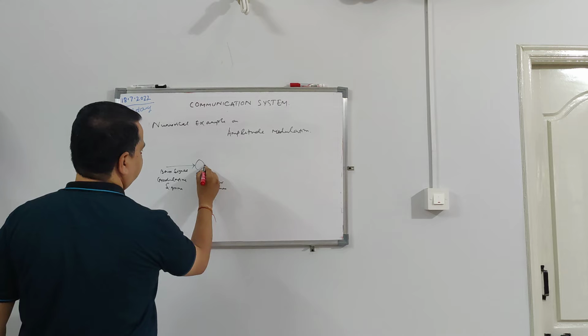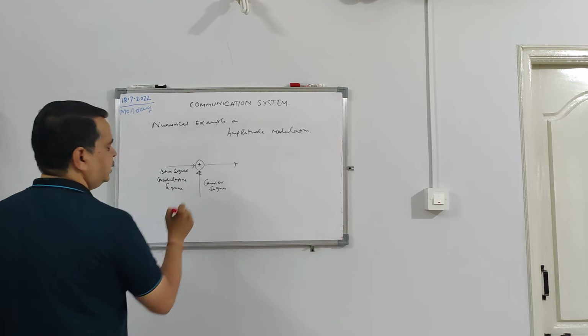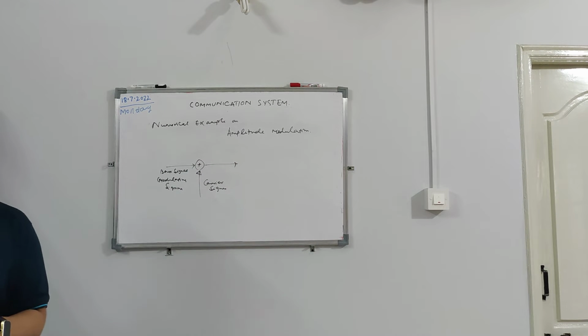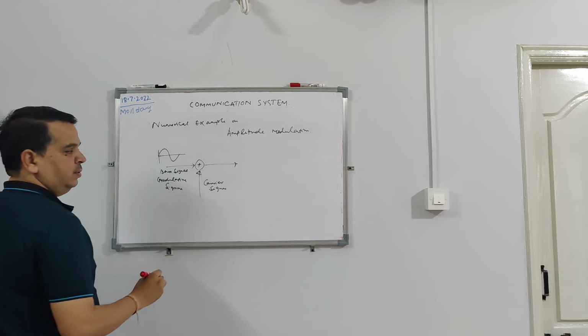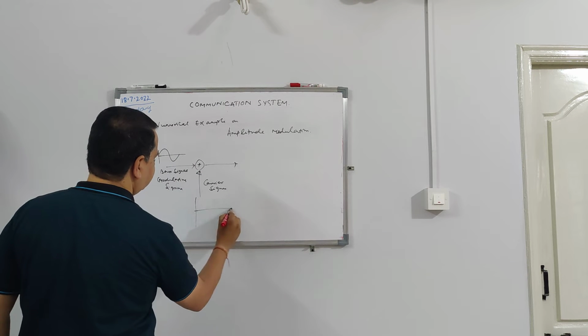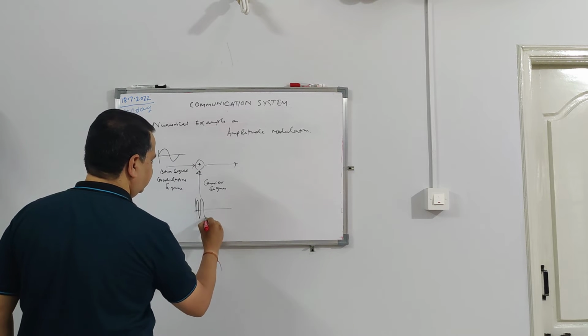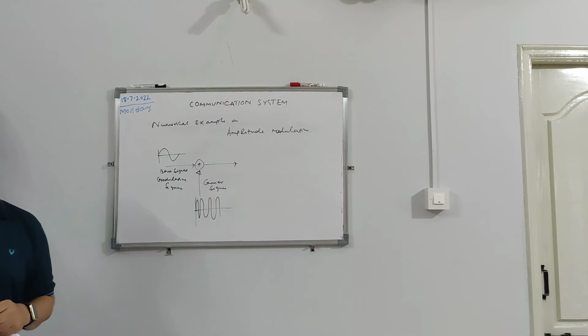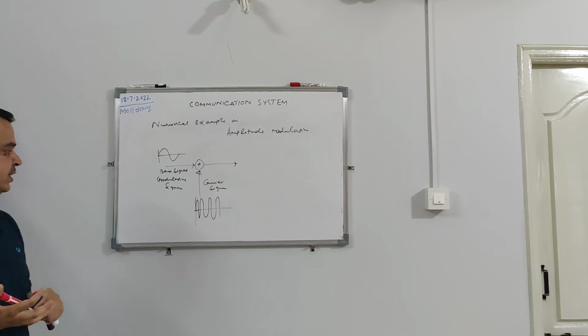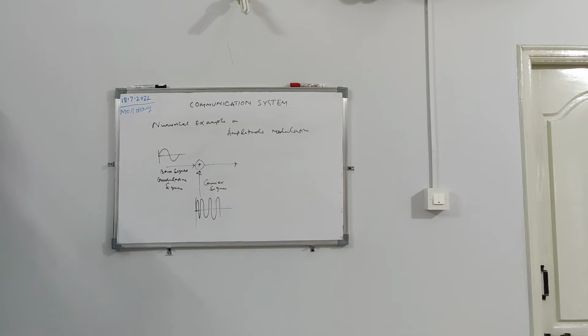This base signal will be a simple low frequency wave, whereas your carrier signal will be a very high frequency wave. These two waves are mixed with each other so that the resulting wave will be of a very high frequency, so that it will be easy to transmit it. So one numerical is given.